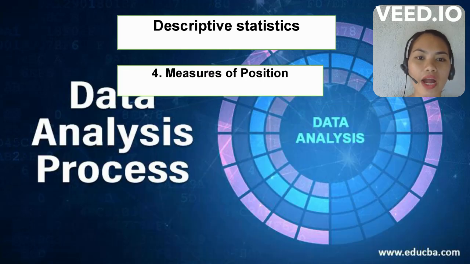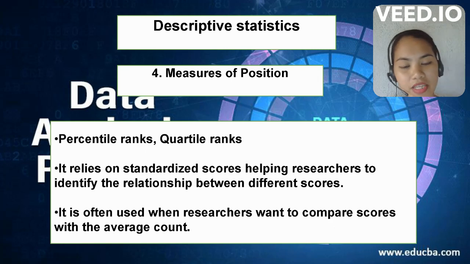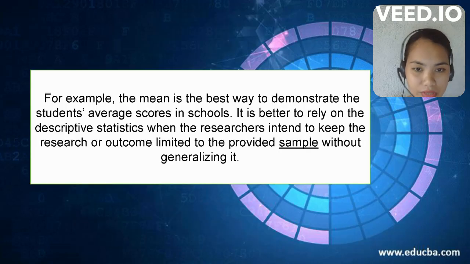Next, descriptive statistics also include measures of position. For measures of position, you have percentile ranks and quartile ranks. It also relies on standardized scores, helping researchers identify the relationship between different scores. It is often used when researchers want to compare scores with the average count. For example, the mean is the best way to demonstrate the students' average scores in schools.